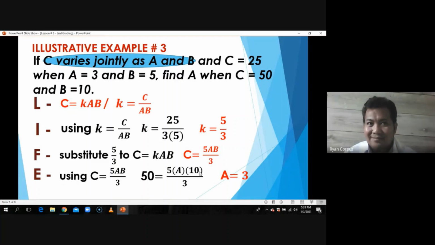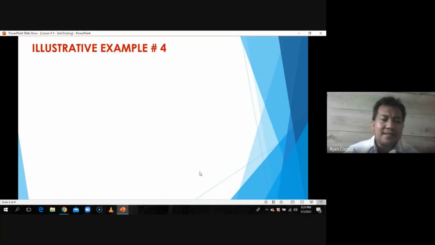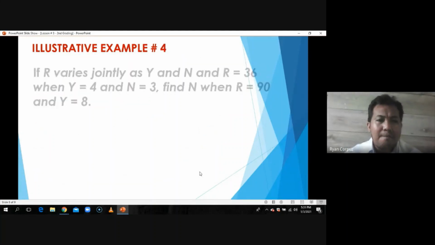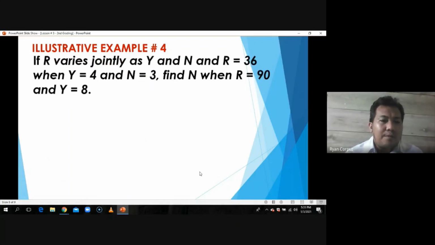Did you get it? So let's try another. Let's have example number 4 here. Example number 4, the problem is, if R varies jointly as Y and N, and R is equal to 36 when Y is 4 and N is 3, find N when R is equal to 90 and Y is equal to 8. So the statement of variation there is R varies jointly as Y and N.